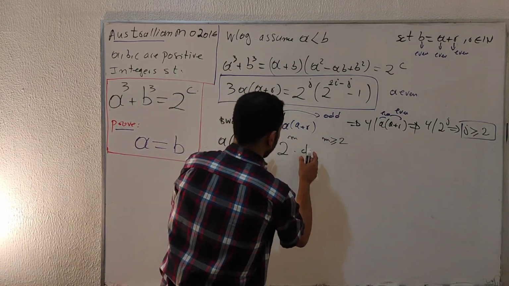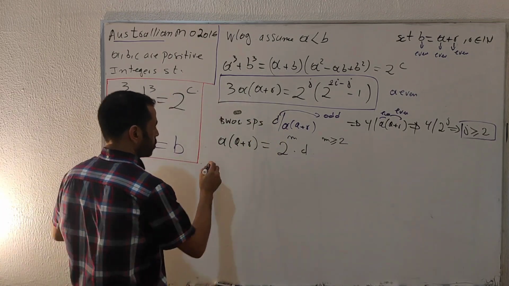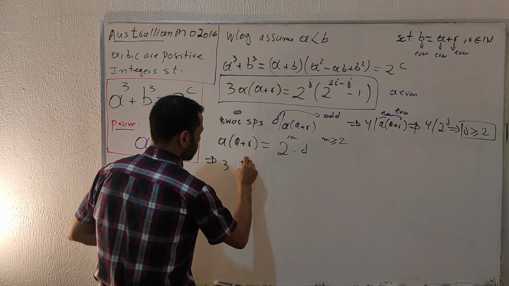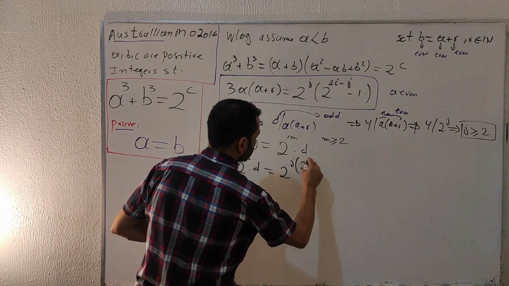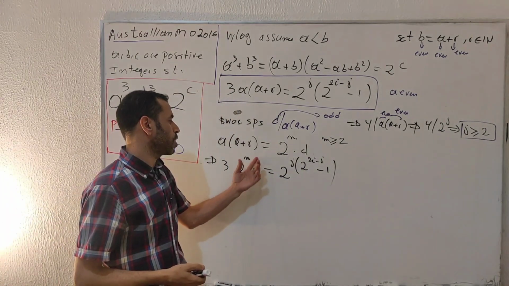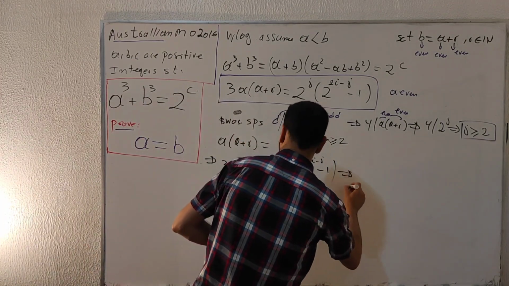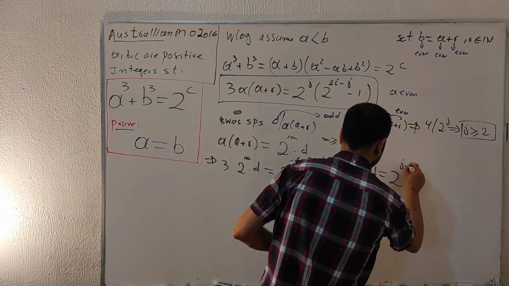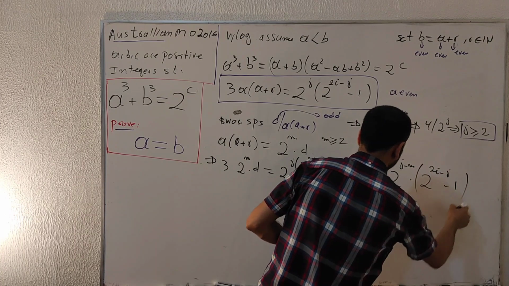So I'm going to build our proof on this one. By replacing this one into this one to see what it gives us, I get 3 multiplied by 2 to the m multiplied by d equals 2 to the j multiplied by 2 to the 2i minus j minus 1. I'm going to divide both sides by 2 to the m. We know m is at least 2. I will have 3d equals 2 to the j minus m times 2 to the 2i minus j minus 1, like this.